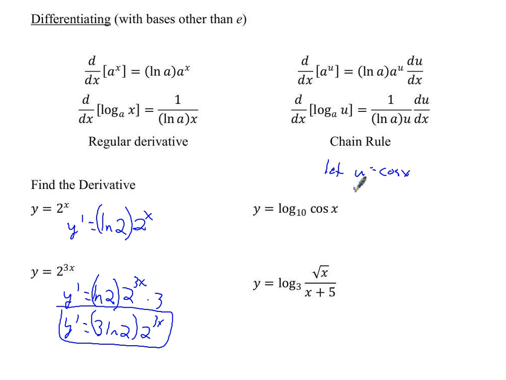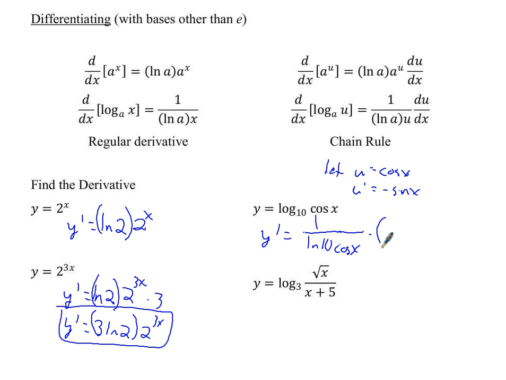I'm taking derivatives, so I'm going to write u prime. Negative sign. The derivative of cosine is negative sine x. Okay, so now that we know that, we can apply this rule. So y prime equals 1 over the natural log of 10 times cosine x, times, so we have 1 over natural log 10 and then cosine x times, times what?